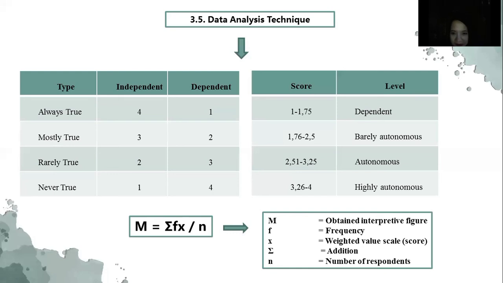So here the researcher will use the formula from the weighting scale. If M is obtained interpretive figures, frequency, weighted value, scale, or score, addition number of respondents. It is the aspect to formulate the data.